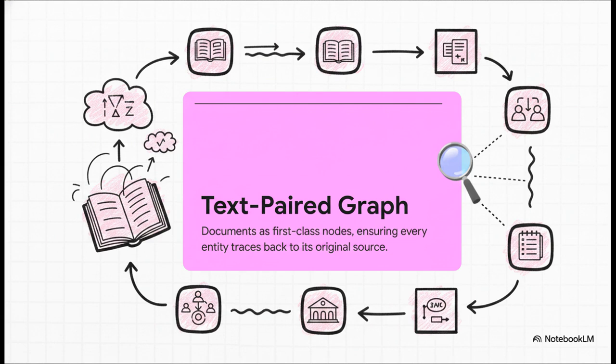Why does that matter? Because it means every single entity, whether it's a famous researcher or a university, is strictly linked back to the original document page it was extracted from. This is exactly how you ensure your AI system remains completely auditable. You can always trace a fact back to its historical origin.